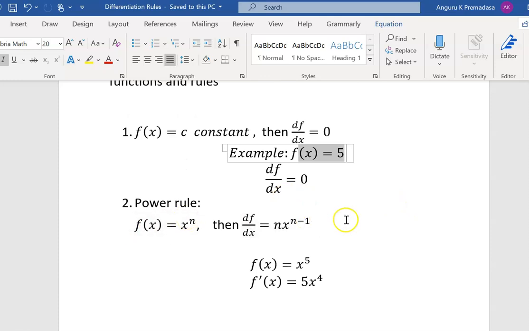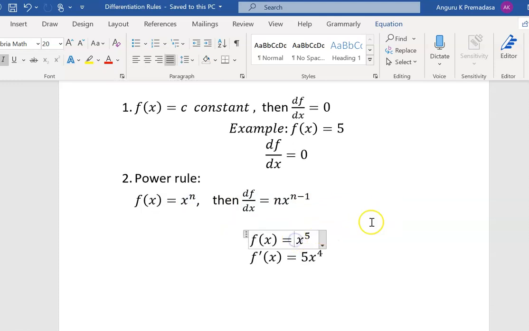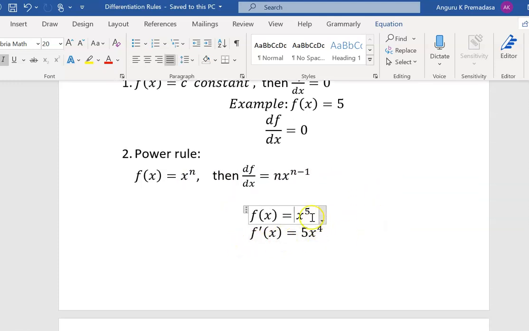And let's look at another rule. If you have a power, I'm going to skip the proof, but I'm going to just tell you how to find the derivative. If you want to find dy over dx, then you take the n, the power, into the front, and you subtract 1 from the power. So for example, if you have x to the 5, to find the derivative you bring the 5 down, so it becomes 5 times x, and the 5 becomes 4. So 5 times x to the 4.